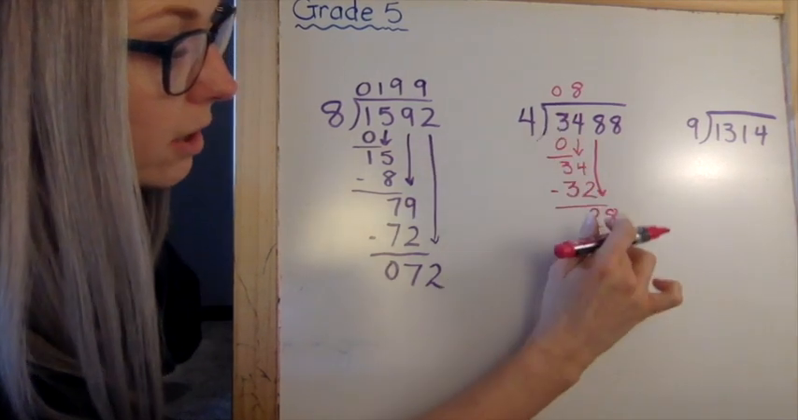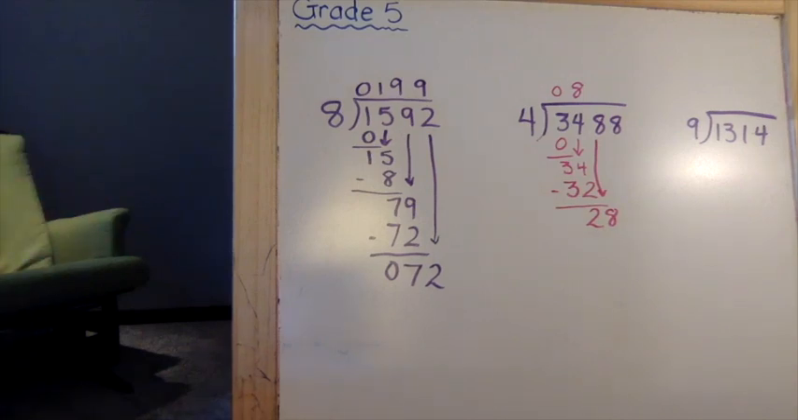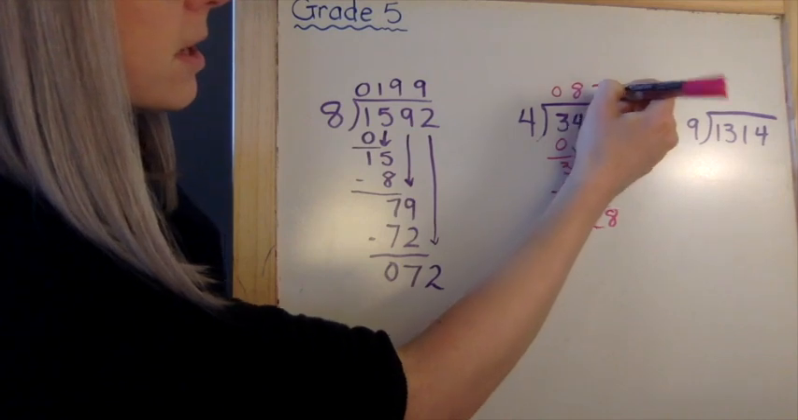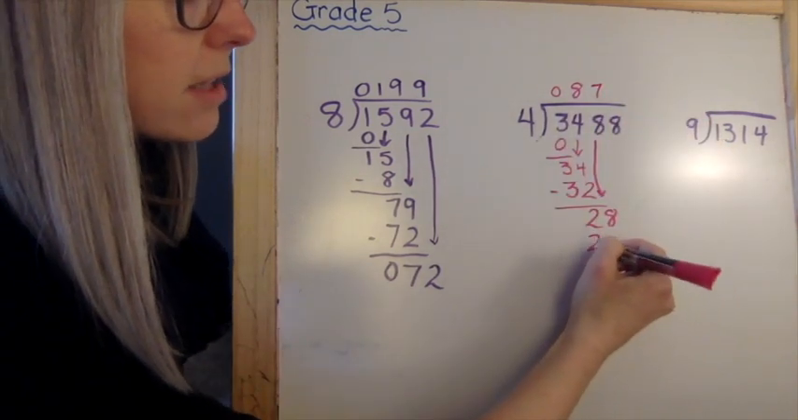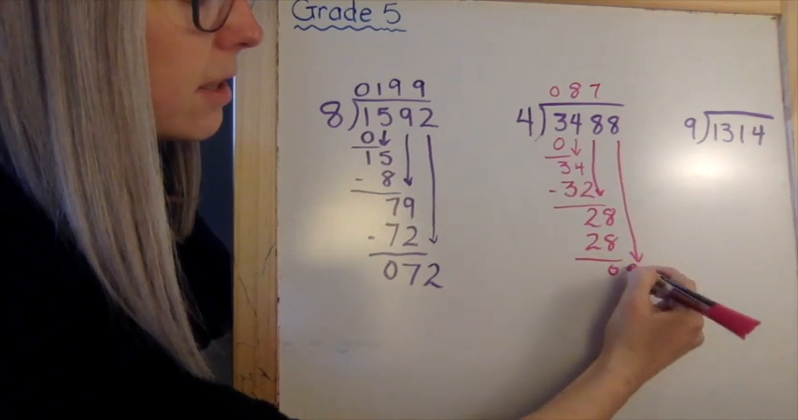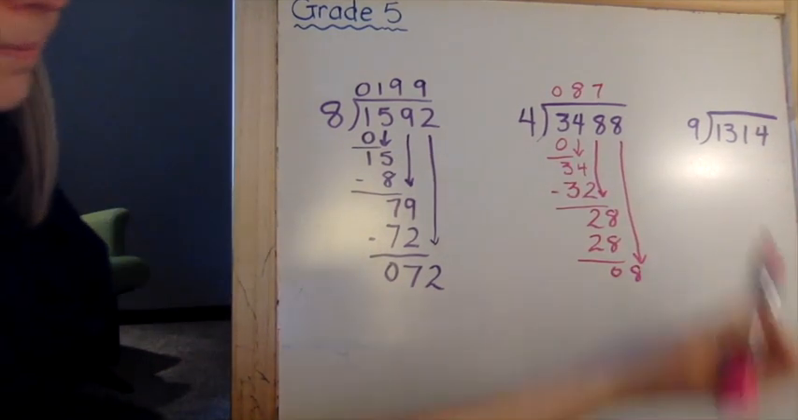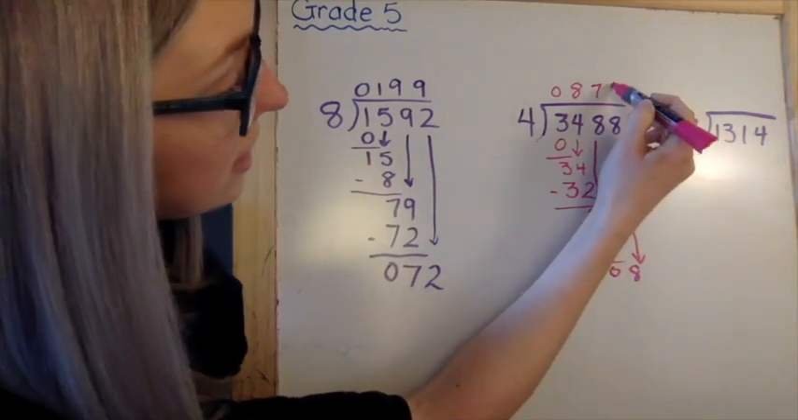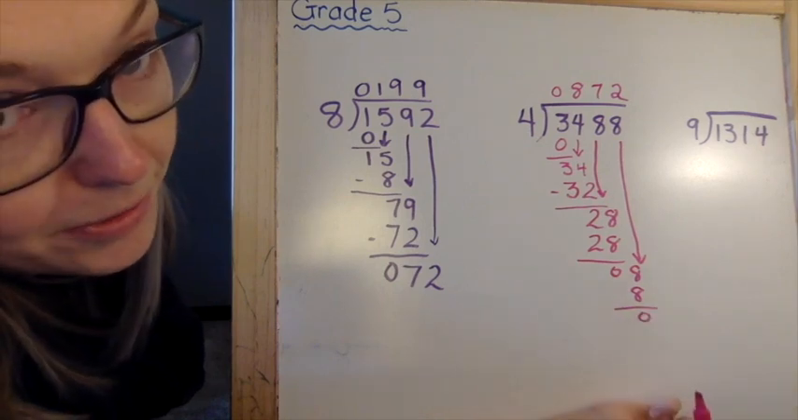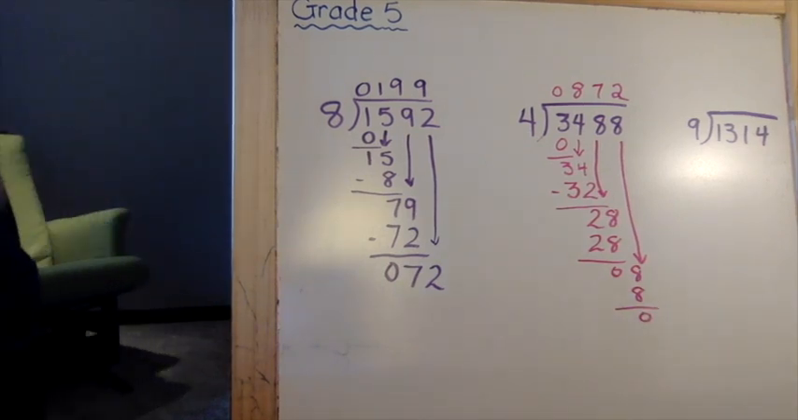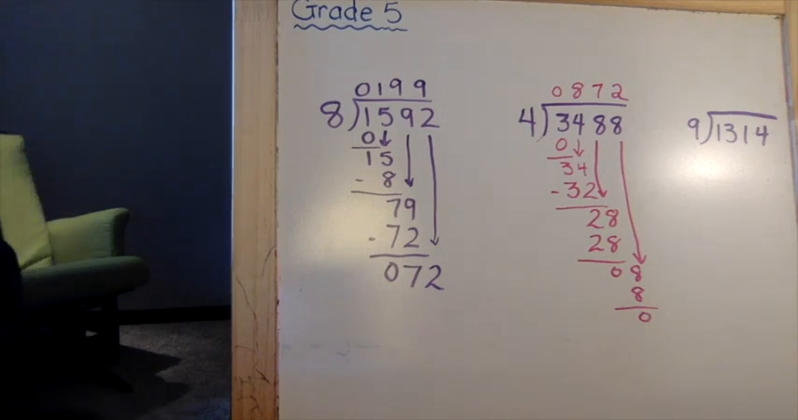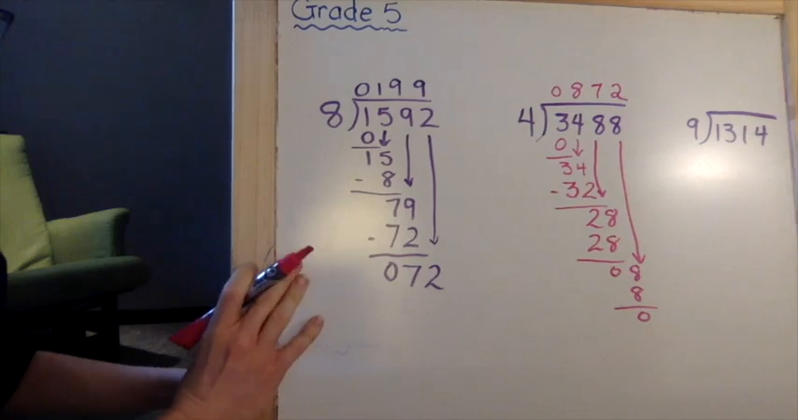Okay, 4 goes into 28. How many times does 4 go into 28? Think about it. Right, 7 times. 4 times 7 is 28. I have a difference of 0. Now I need to bring down the 8. Working with this 8, 4 goes into 8 2 times. 4 times 2 is 8. The difference is 0, and it is good. Okay, so 4 goes into 3,488 872 times. That's a lot of times.